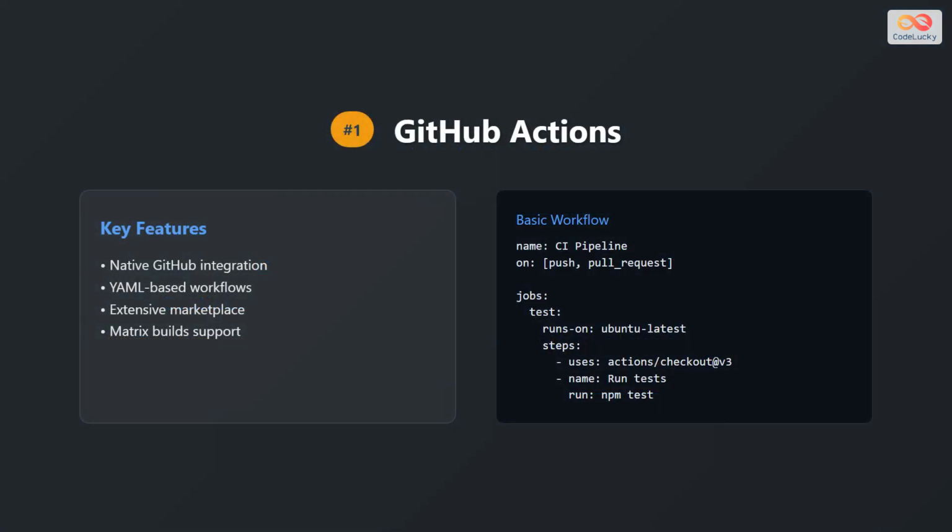And number 1, we have GitHub Actions. It provides native integration with GitHub repositories, making it very convenient for projects hosted on GitHub. Workflows are defined using YAML files, allowing for easy configuration and version control. GitHub Actions has a vast marketplace with pre-built actions that can be used to automate various tasks.